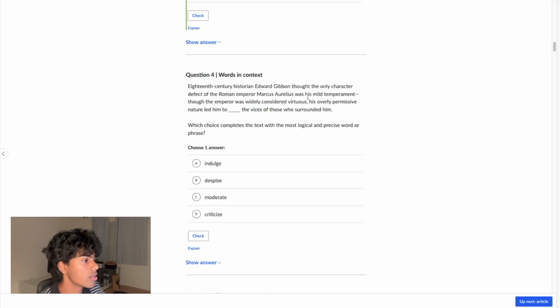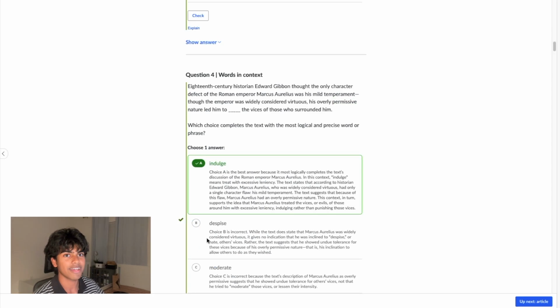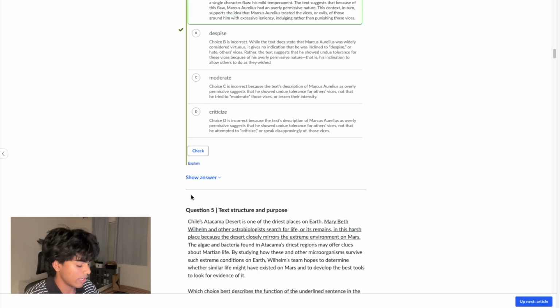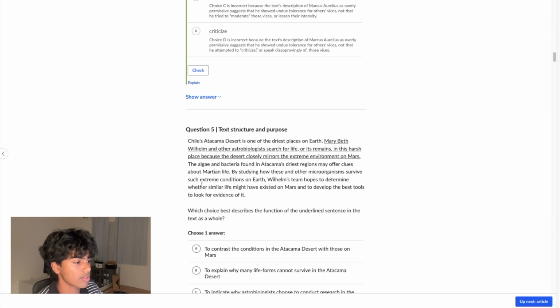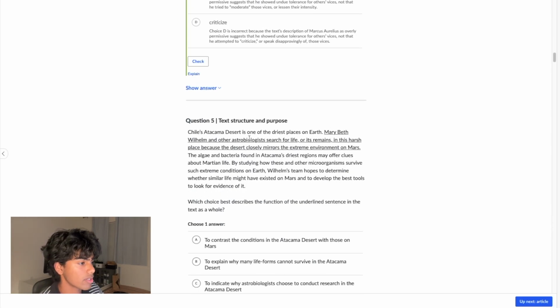Hmm. His mild temperament, permissive, meaning he lets people do anything. So despise, no. Moderate means to control, so no. Criticize, not really. So we're gonna go with indulge. Again, some basic vocabulary knowledge is important, but it's not anything out of the ballpark. So one of the driest places on earth, they search for life.